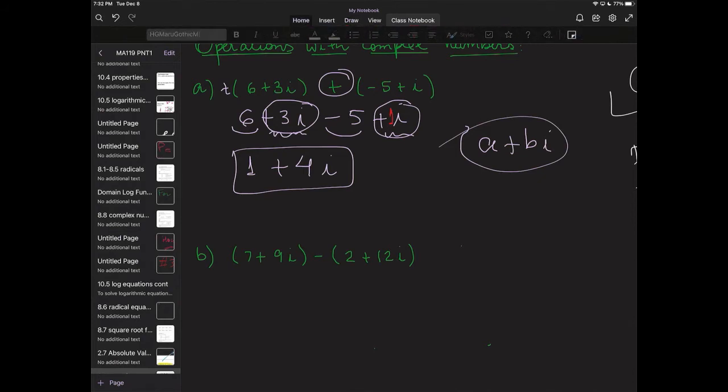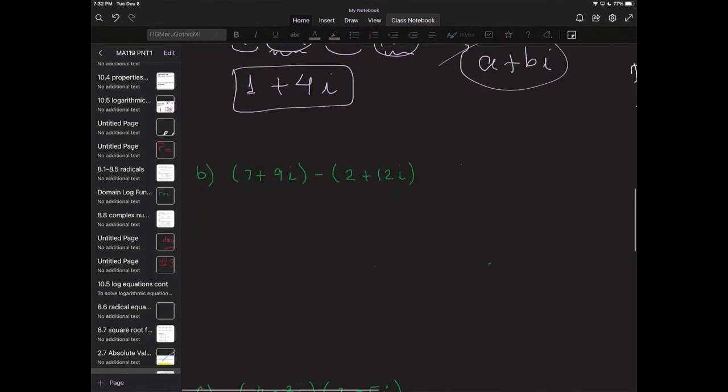Okay, now for the subtraction, it's similar to the addition. If there is a plus in front of parentheses, just remove the parentheses without changing anything. But if there is a minus in front of parentheses, to remove the parentheses, you must change everything inside the parentheses by changing the signs, right? You flip the plus and minus signs.